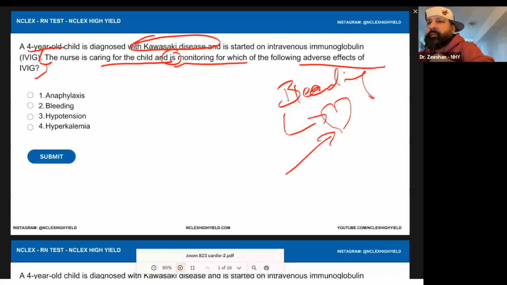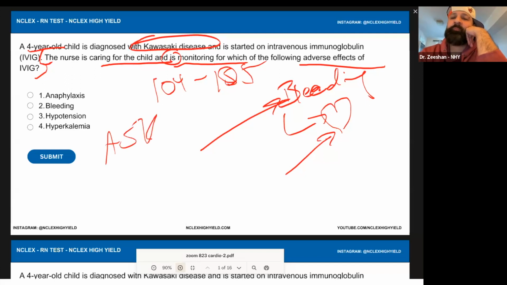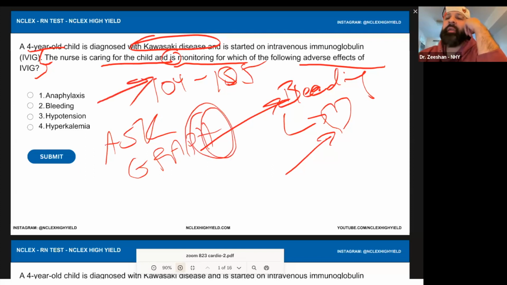But then again, they develop a fever. How high is their fever? 104 to 105. Yeah. So bleeding is going to be which one of these? Hemorrhage. A high fever is going to lead to what? Altered mental status by way of seizures. Good. But we started them on IVIG.